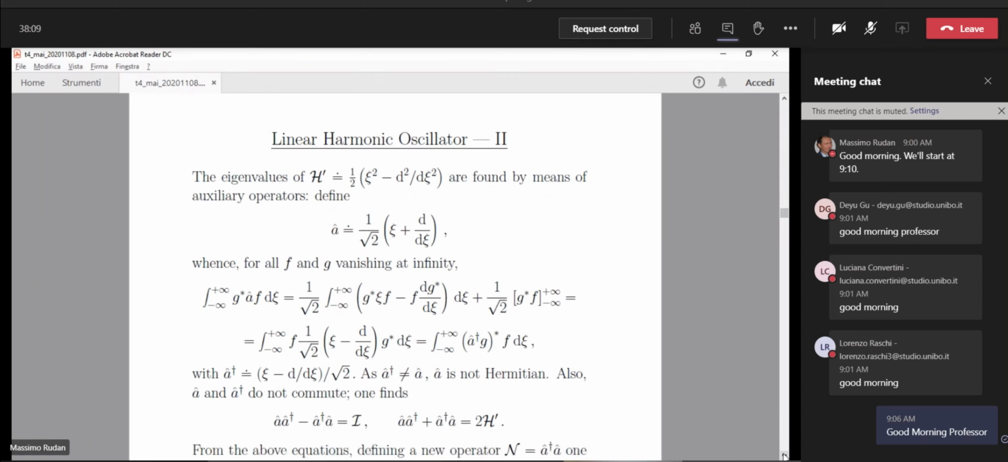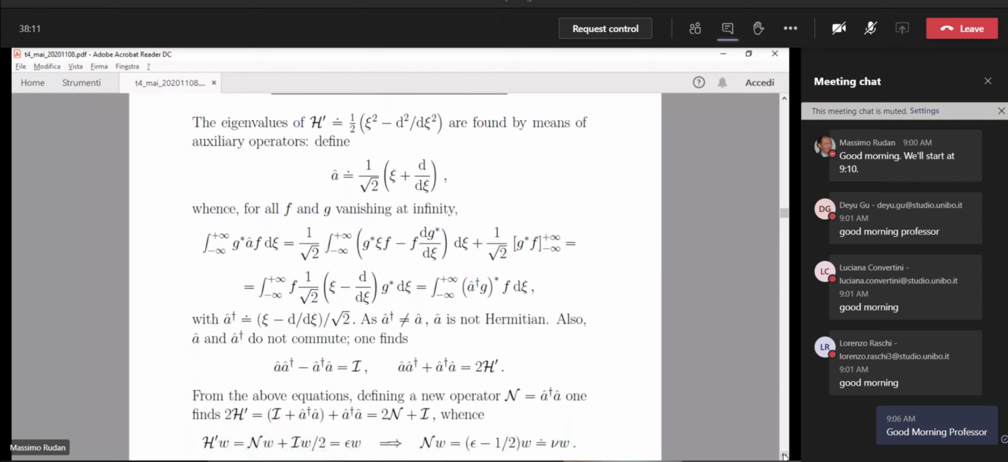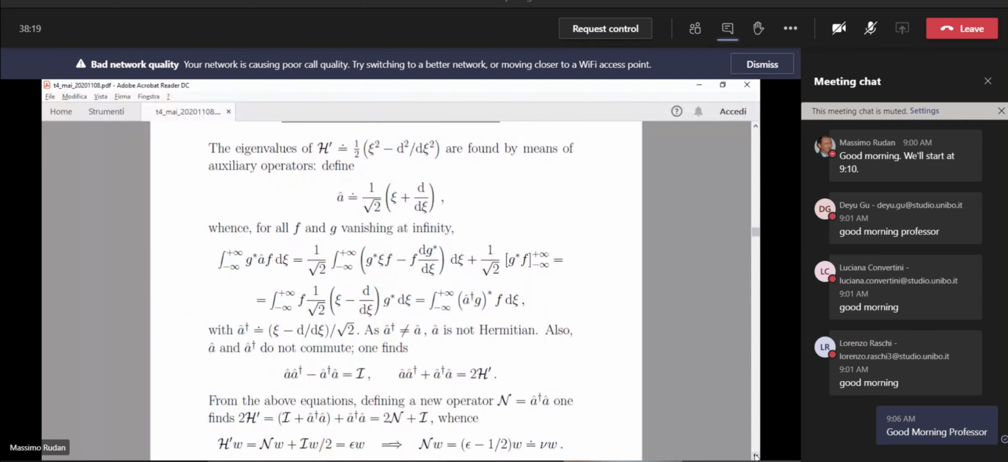And for this, we start introducing an auxiliary operator that we call a hat, as you see in the middle of the line. And this operator is defined as 1 over the square root of 2 times psi plus derivative with respect to psi. So it is a first-order operator.